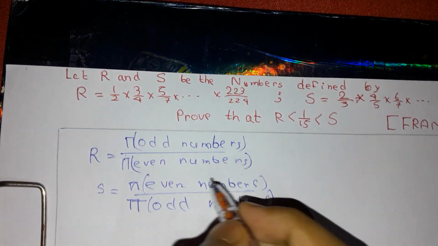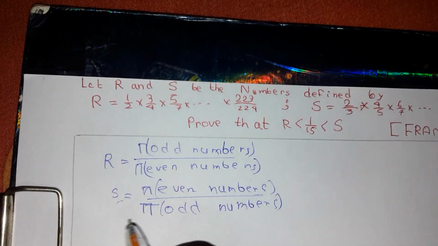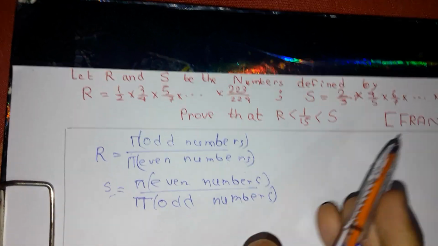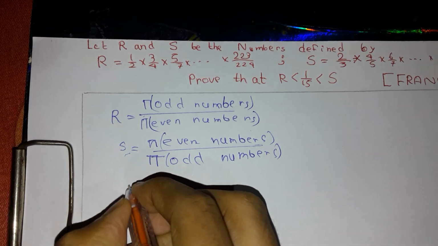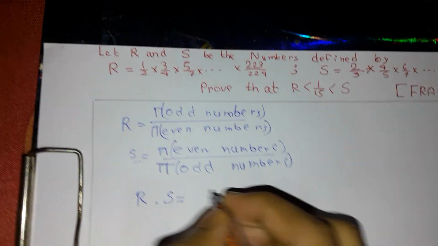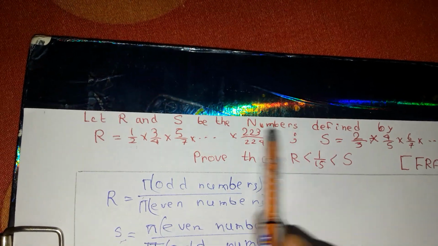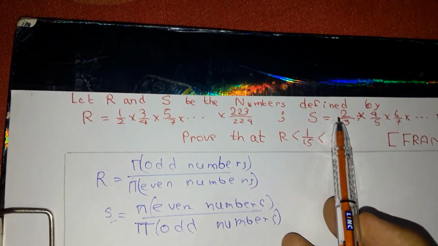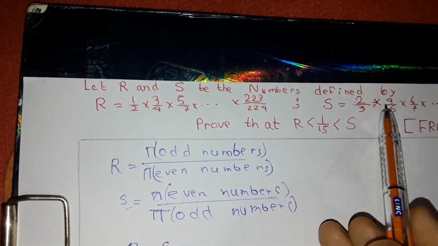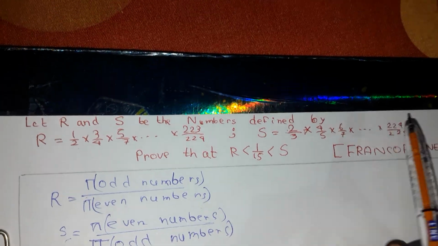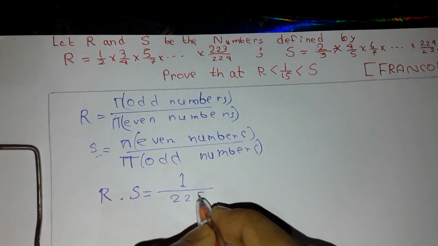Now this gives us a hint. As we multiply R and S, we should get most of the odd numbers cut out and also the even numbers cut out, and that's exactly what we will do. So we take R multiplied by S. Notice R has numerator 1 followed by denominator 2. This 2 is cut by the 2 in the numerator of S. Similarly 3, 4, 5, 6 and so on till 2^4 are cut out, and we are left with 2^5. So this is 1 by 2^5.